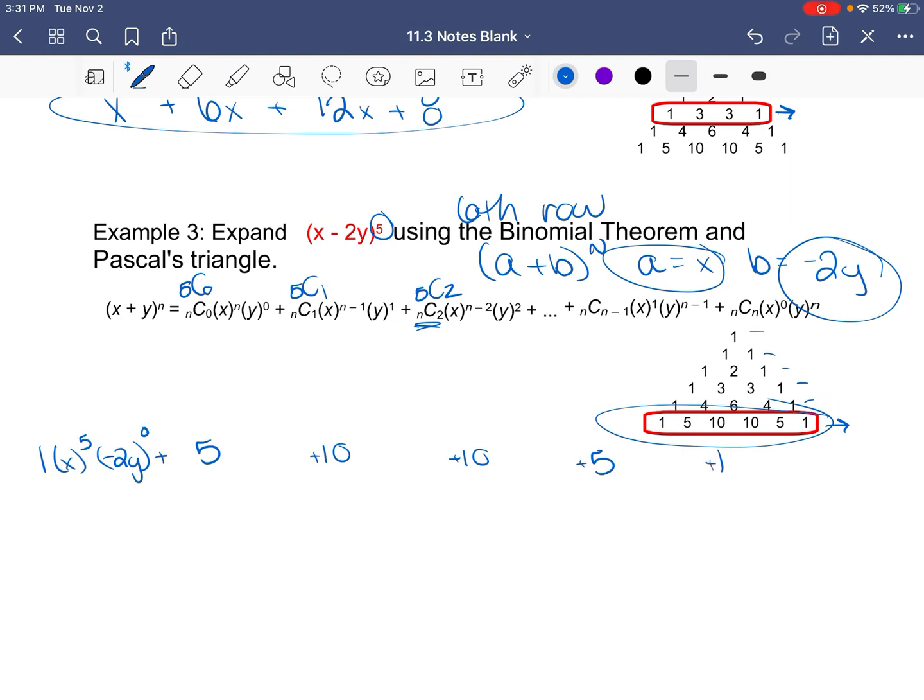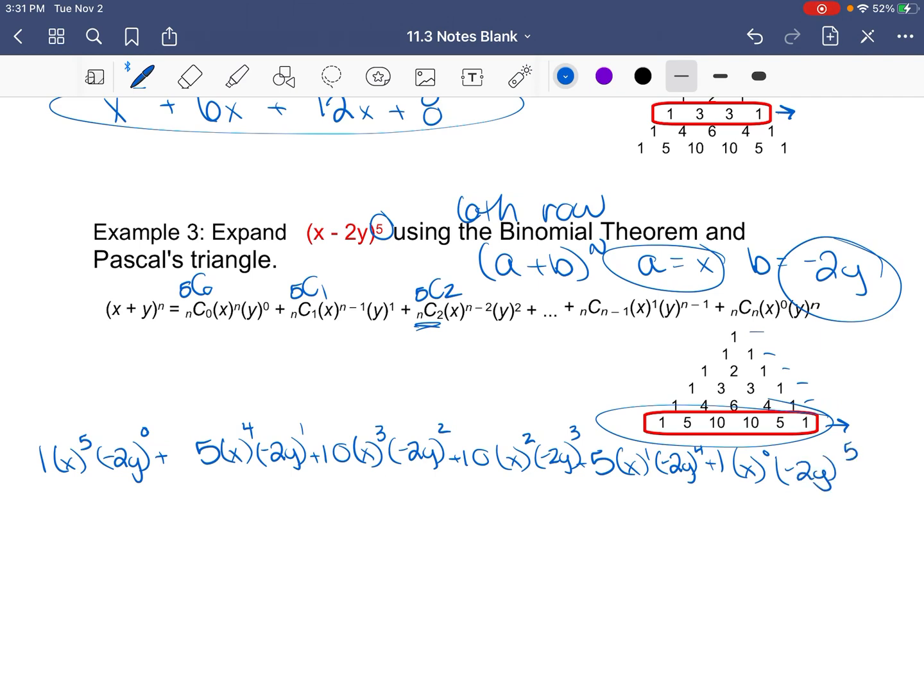So next up, we've got 5. We're going to decrease our A term, and we're going to increase our B term. We're going to decrease our A term, and we're going to increase our B term. And we're going to continue that. You don't need to put to the power of 1, but if you want to, go for it. And you also technically don't have to put to the power of 0, but again, go for it.